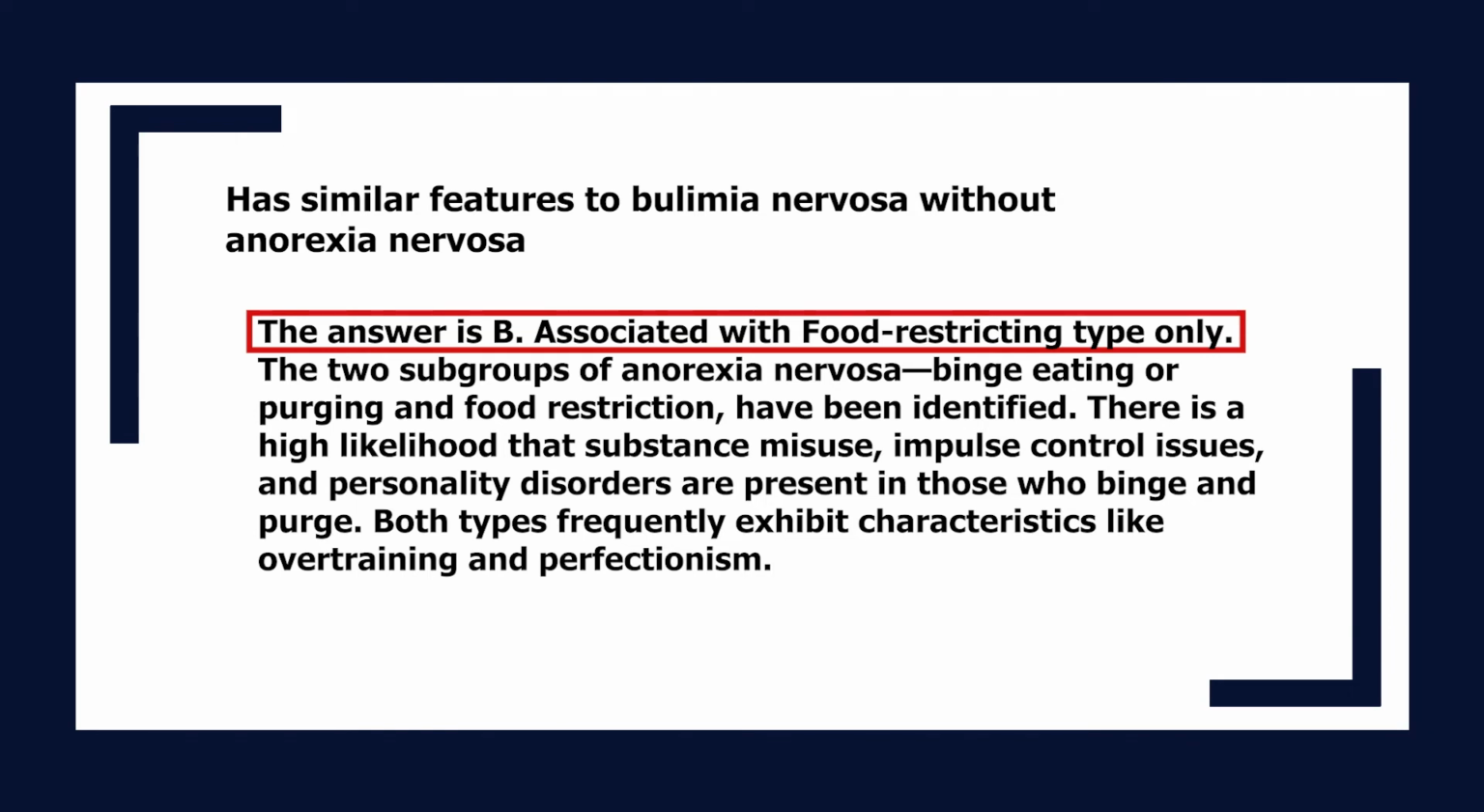The two subgroups of anorexia nervosa, binge eating or purging and food restriction, have been identified. There is a high likelihood that substance misuse, impulse control issues, and personality disorders are present in those who binge and purge. Both types frequently exhibit characteristics like overtraining and perfectionism.